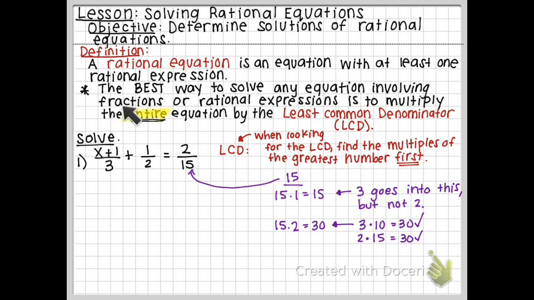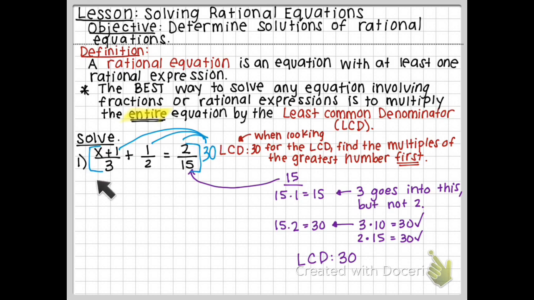So notice it says the best way to solve any equation involving fractions, which we have, or rational expressions, is to multiply the entire equation by the least common denominator. We found out the least common denominator is 30. They all have 30 in common, right? We can multiply everything. So it says multiply the entire equation by this. So we're going to multiply everything by 30. So notice what I just did. I'm multiplying this by 30, I'm multiplying this by 30, and I'm multiplying this last fraction by 30.